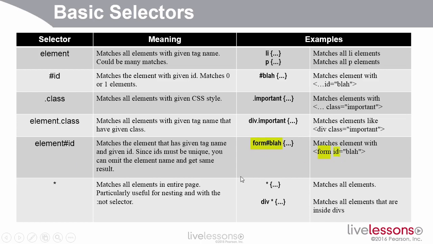And then you can have a star. A star means it matches anything. Well, what's the point of matching anything? Star is particularly used when you subtract things later with not. So rather than saying it only applies to H2s, you can say it applies to everything except H2s. You can start with everything and subtract stuff out, rather than the normal approach, which is you start with nothing and you add in. Okay, so those are the most basic selectors.